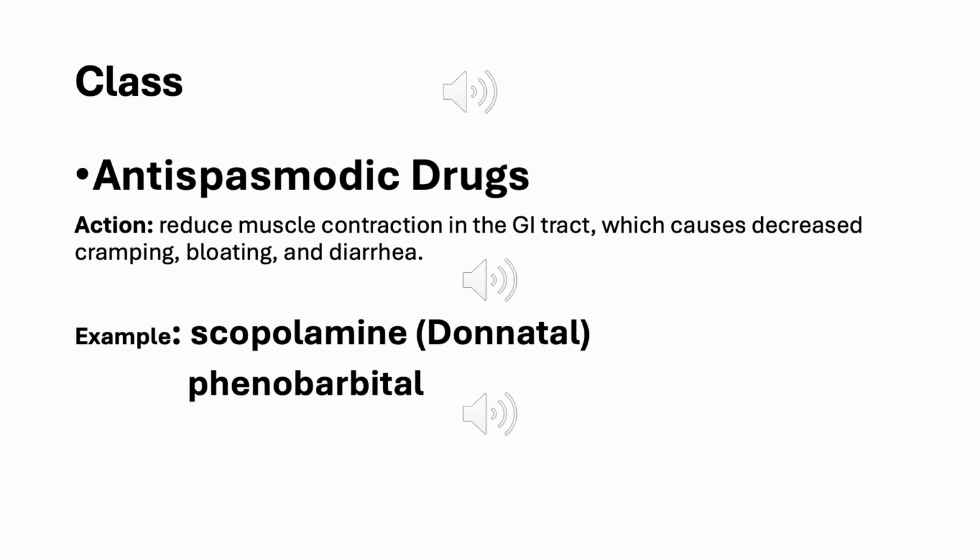Antispasmodic drugs are used primarily to treat symptoms of irritable bowel syndrome. They can also be used to treat acute inflammation of the small bowel and colon or duodenal ulcer. Examples of this drug are scopolamine, also known as Donnatal, and phenobarbital.